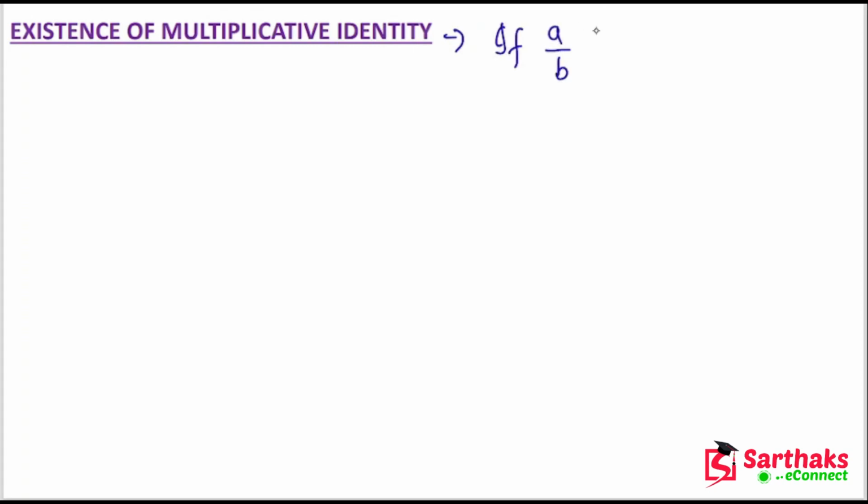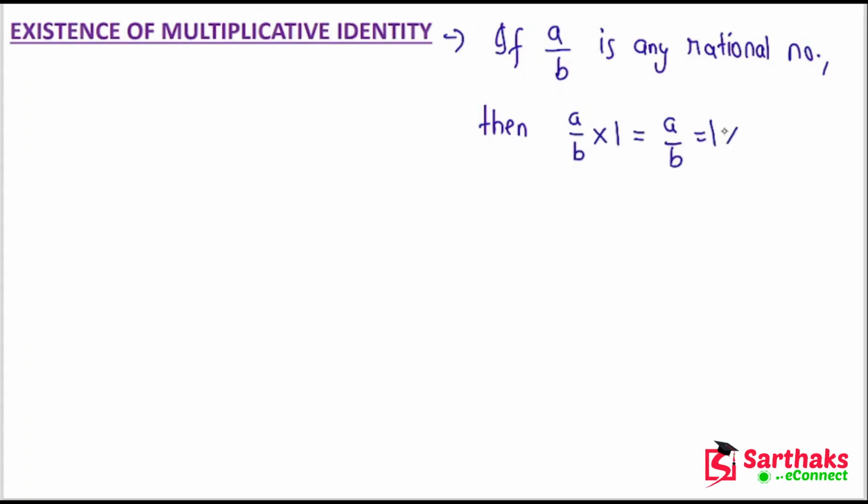if a upon b is any rational number, then a upon b into 1 is equal to a upon b, which is equal to 1 into a upon b.